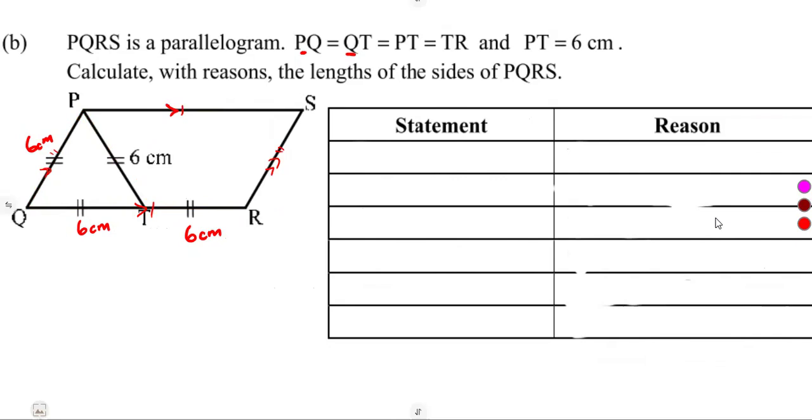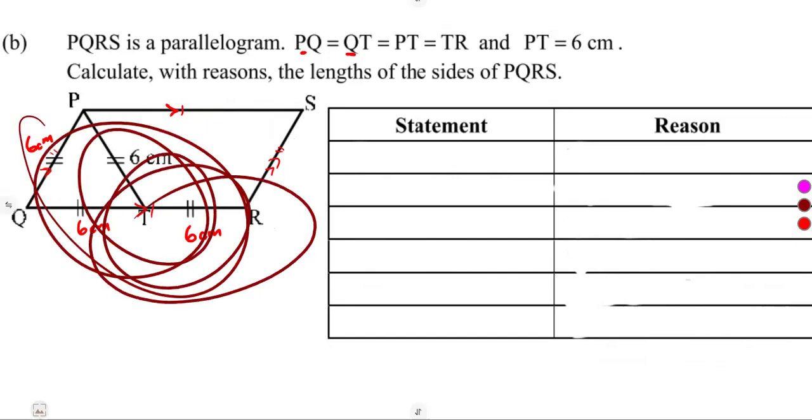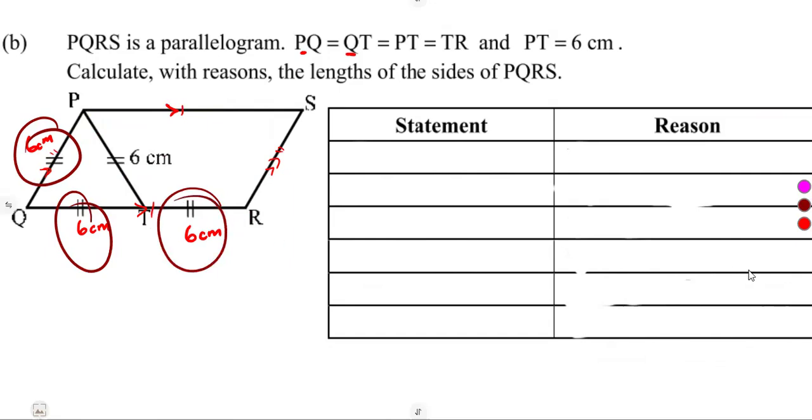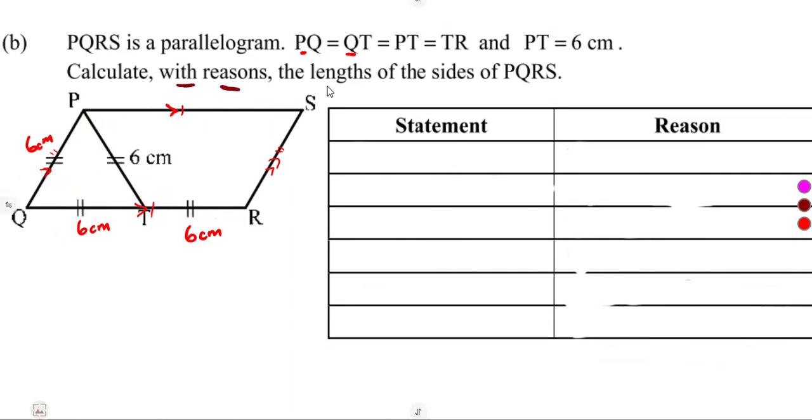It is also 6. And the other part that we are not even told is what? RS. And this other length that you're given. But we are just being given these, we can fill in this part, because we are told it's equal, and we can see that. So the question here was, calculate with reasons the length now of the sides of PQRS, the sides of what? The parallelogram that you're given.